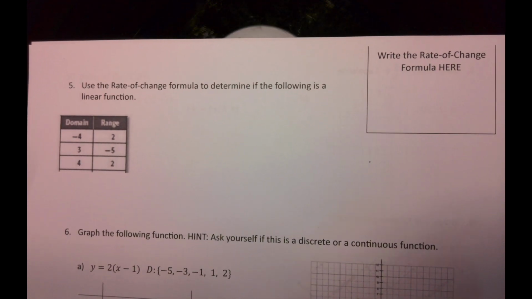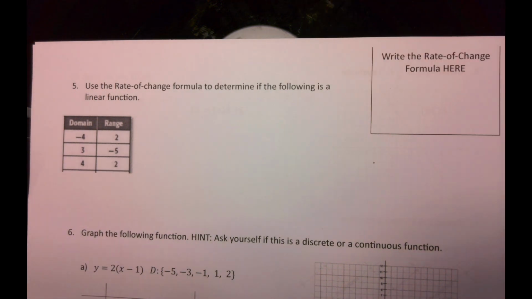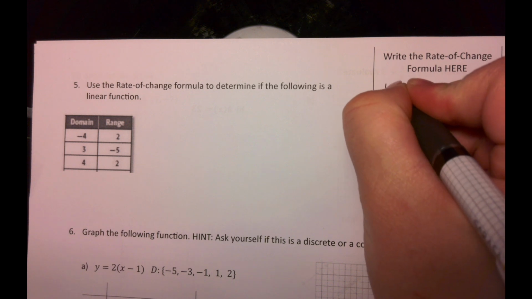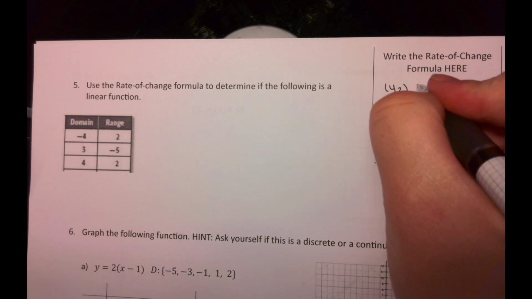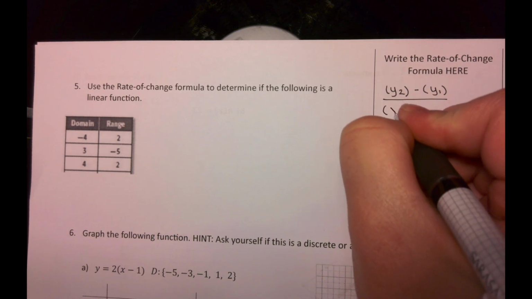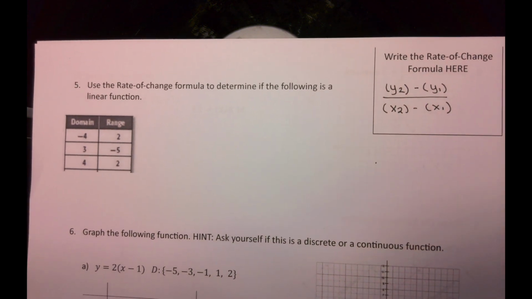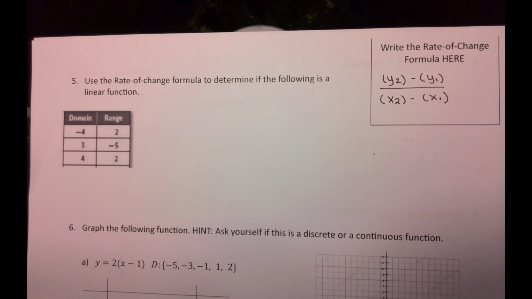For the next one, it's asking us to use the rate of change formula to determine if the following is a linear function. So this is basically asking for slope, just in a different way. For our slope formula, we have y2 minus y1, yes, parentheses are important, over x2 minus x1. You will be tested on the formula. Make sure you have that memorized.